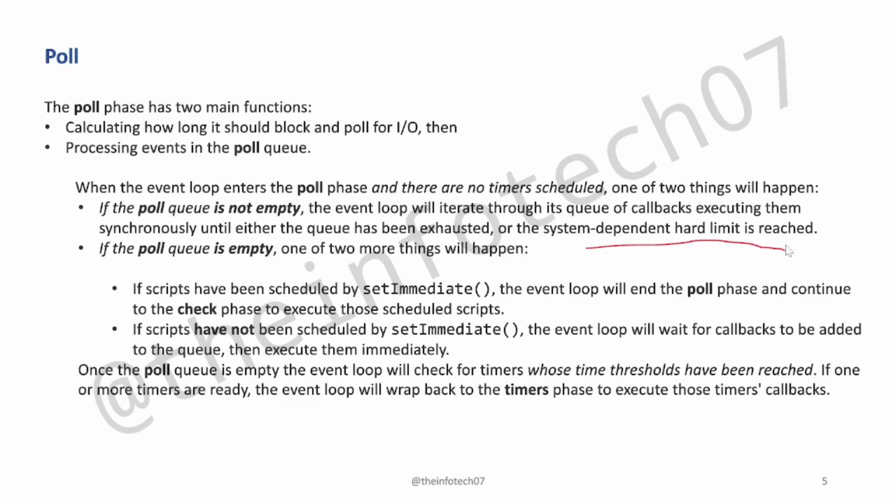Again, in simple words, I am explaining the poll phase. Whenever the event loop enters the poll phase, first it checks the timers phase. If any callback is registered, it executes that. If not, it executes the poll phase callbacks one by one until it completes. Once it completes, it again checks the timer callbacks and executes them if registered. If not registered, it moves to the setImmediate check phase and executes those callbacks.